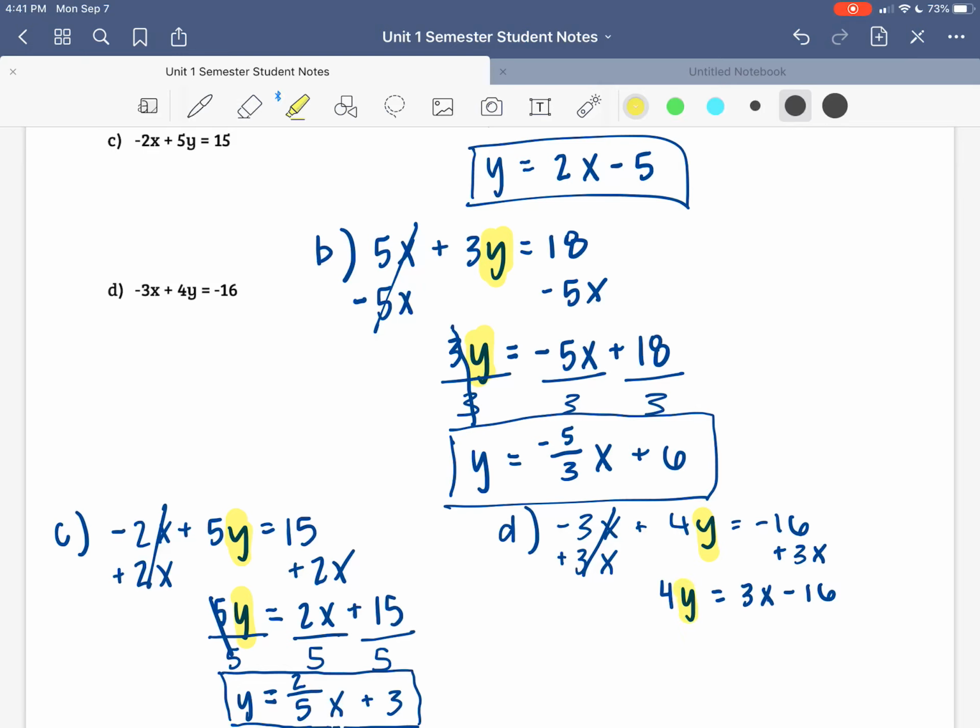And still, to get y by itself, I've got to get rid of that 4 now. And since it's 4 times y, we do the opposite and divide by 4. We divide everything by 4. And we get y equals 3 divided by 4. Not going to happen nicely. So 3 over 4 x. And then negative 16 divided by 4 is negative 4.